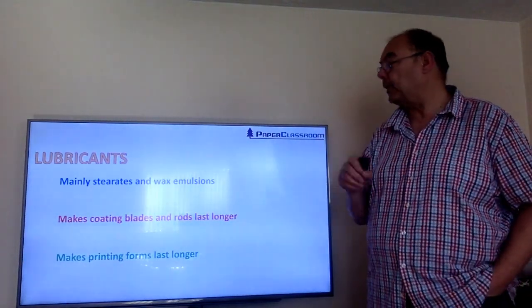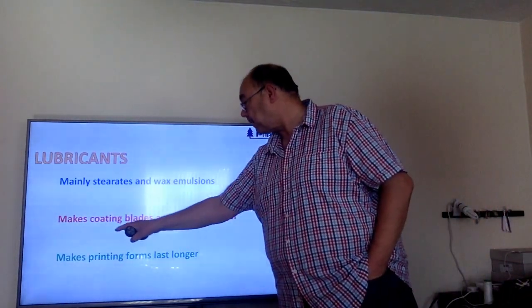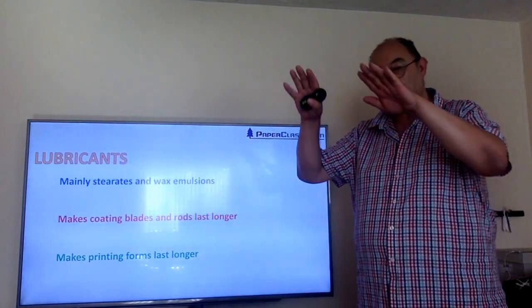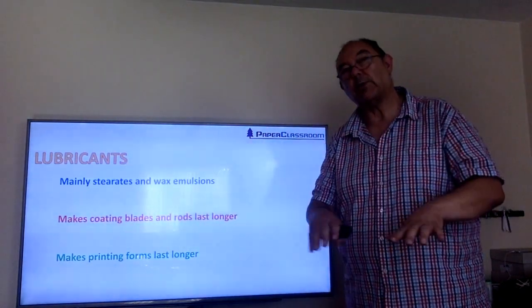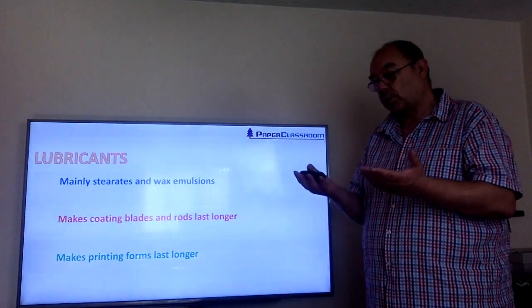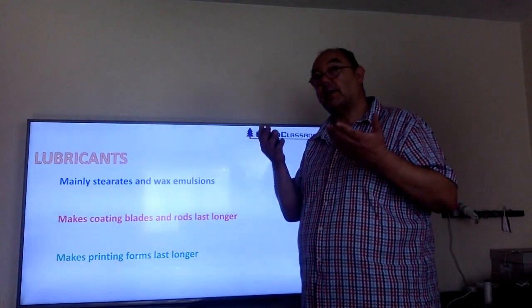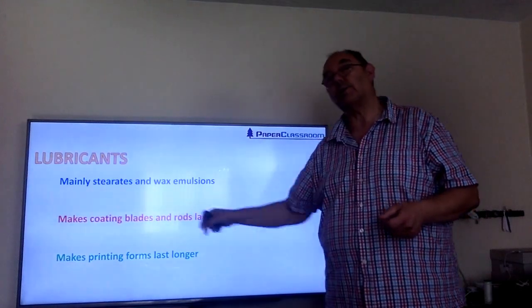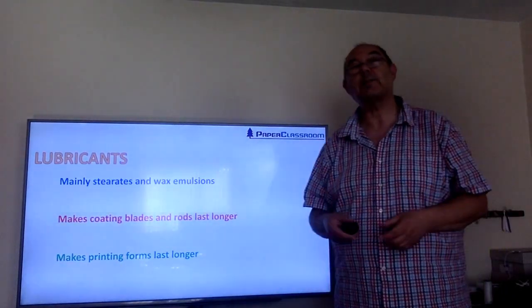But the real reason for using it is printing plates. When printing plates go on the surface of the paper, there's always a bit of a movement, so there's a bit of abrasion. So the coating will abrade the printing plates slowly. Having these lubricants there will make those printing plates last longer.